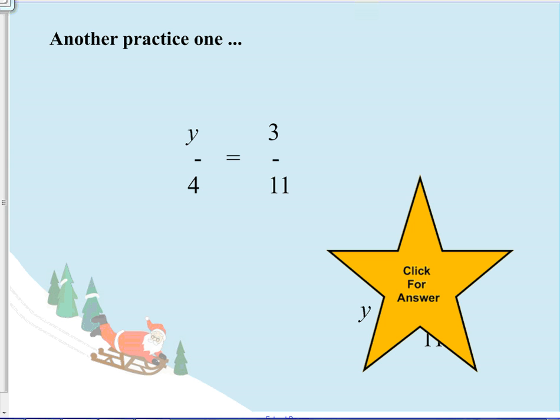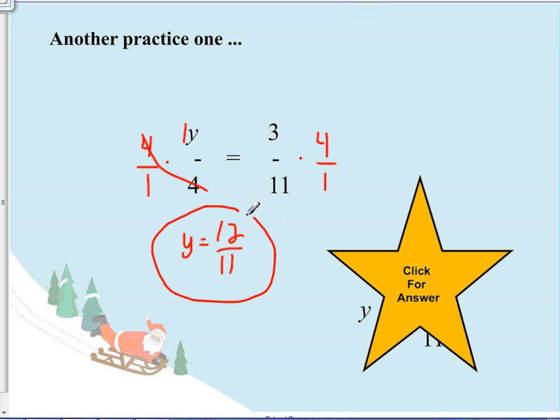All right, so for example, I have y over 4 equals 3 over 11. So I'm going to multiply both sides by my reciprocal. Remember, I have an invisible 1 here, so I can multiply by 4 over 1 on both sides. Remember, I always have to do it on both sides. These go away, and I'm left with y equals 3 times 4 is 12, 11 times 1 is 11. And I'm okay with you just keeping it like this. If you really wanted to turn it into a mixed fraction, it would be 1 and 1/11.